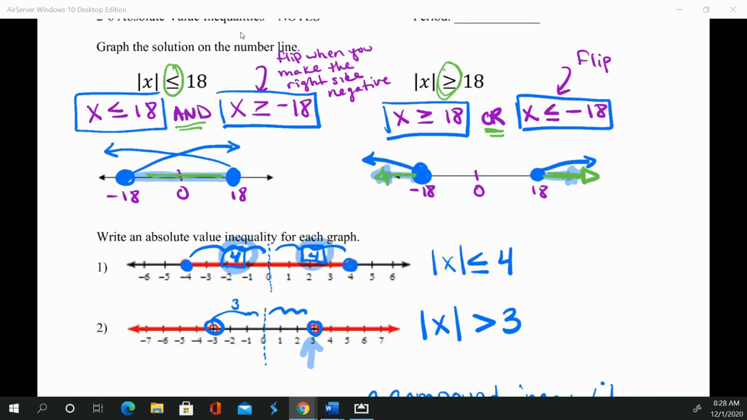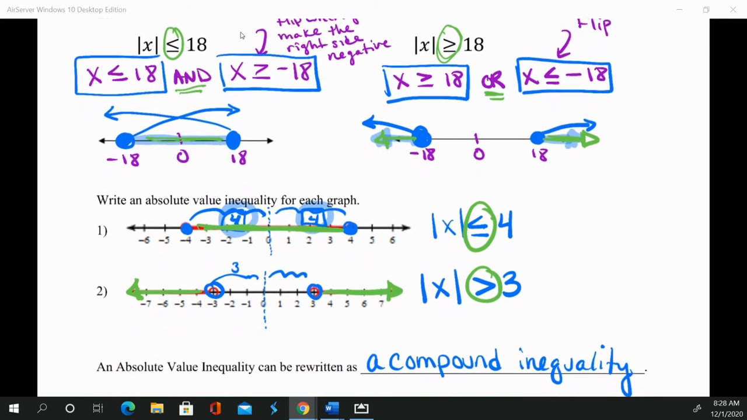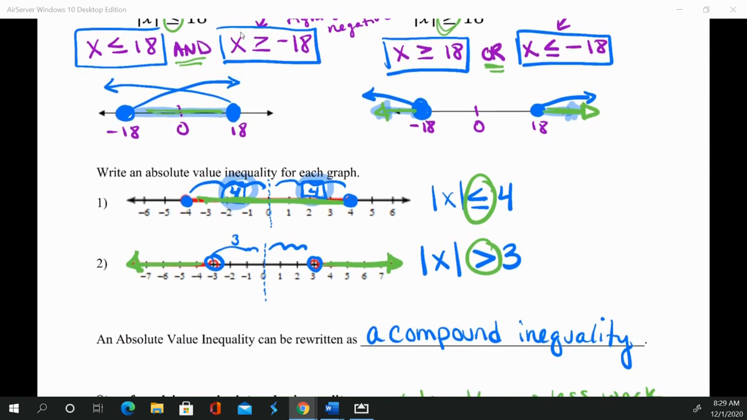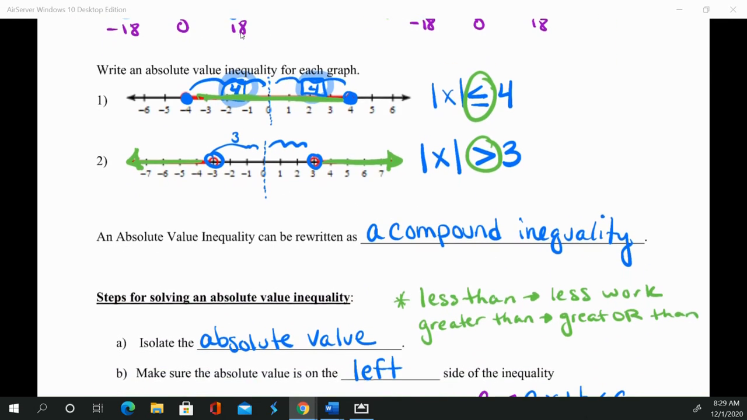If we go back and review writing inequalities from the number line, number one was graphed as an and, so we used the less than symbol. And number two was graphed as an or, so we used the greater than symbol. So if you remember nothing else except less than is and, greater than is or, you'll do perfectly fine in this particular section of Unit 2. So flip the inequality symbol, make that value negative, and determine if it's an and or an or.